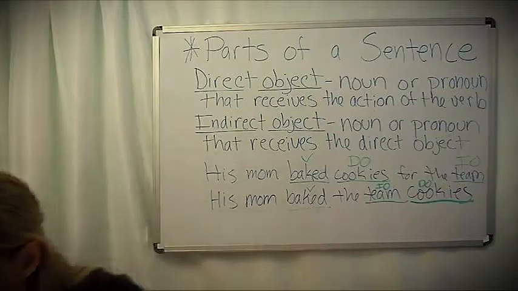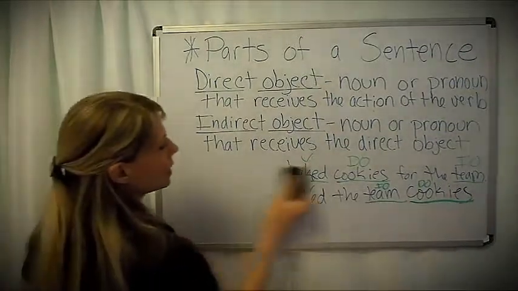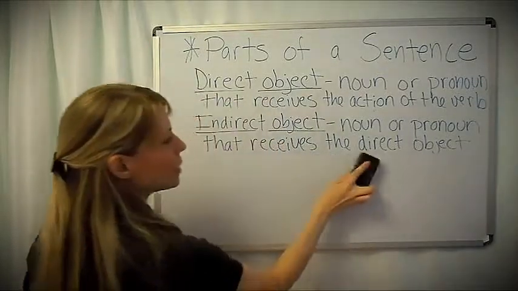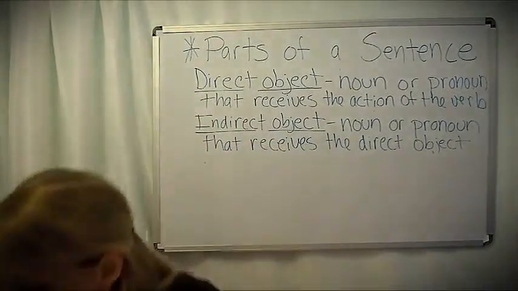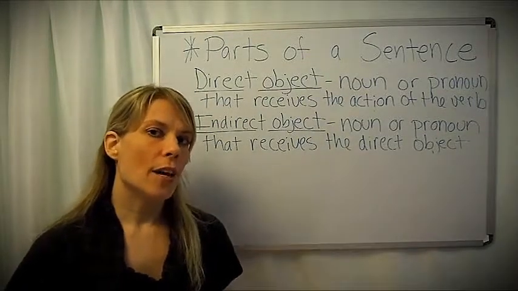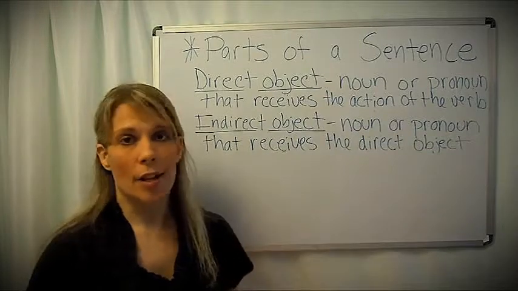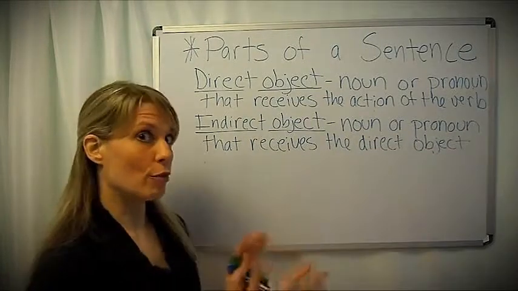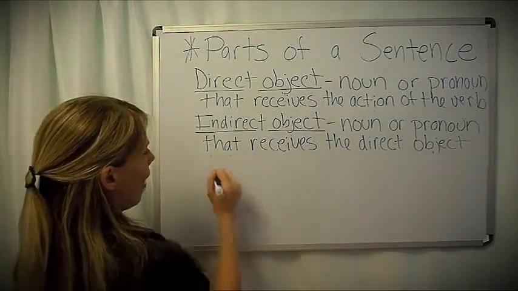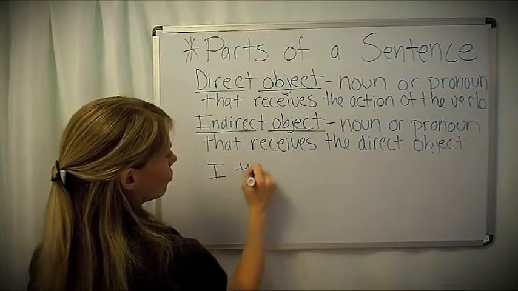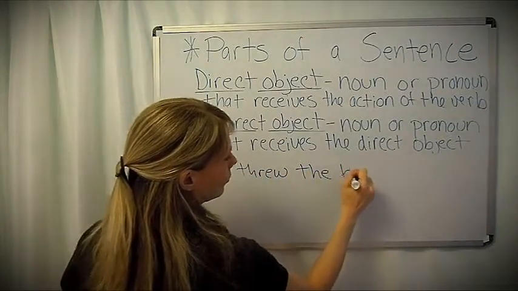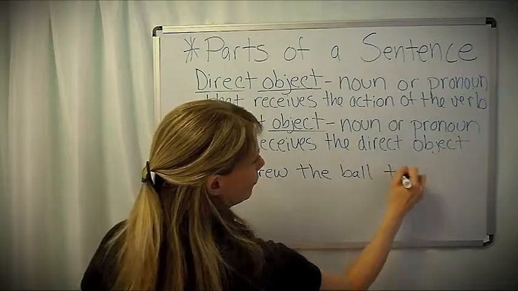So let's look at another example. Let's take another sentence, and I will present it in both ways again, just to emphasize the fact that the direct object and the indirect object is not going to change in spite of the fact that I'm rephrasing the sentence. So let's take the example, I threw the ball to Sally.